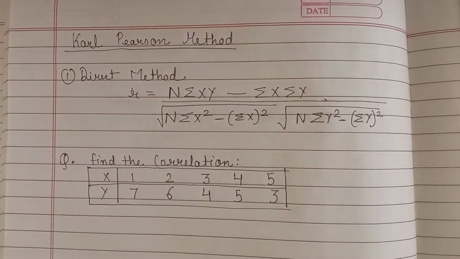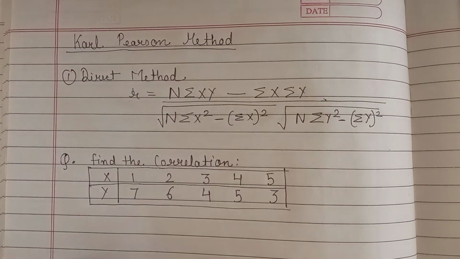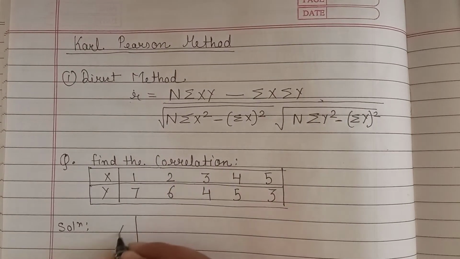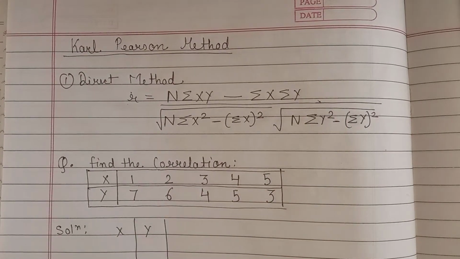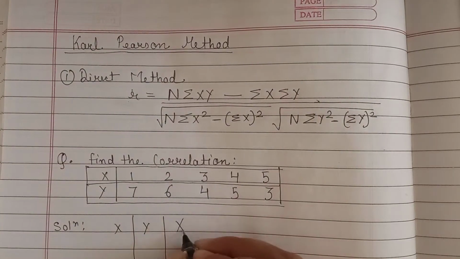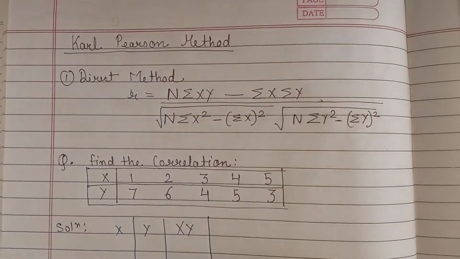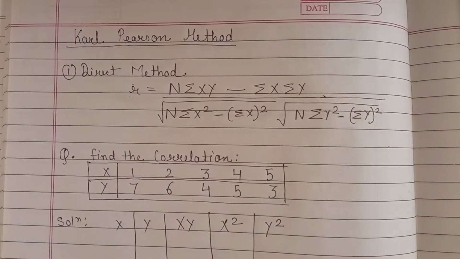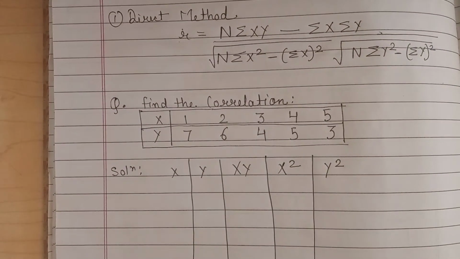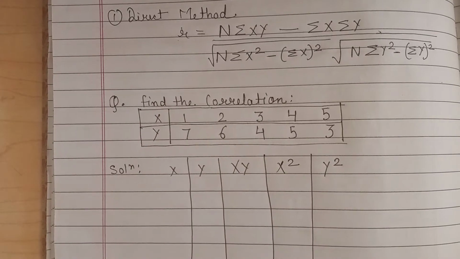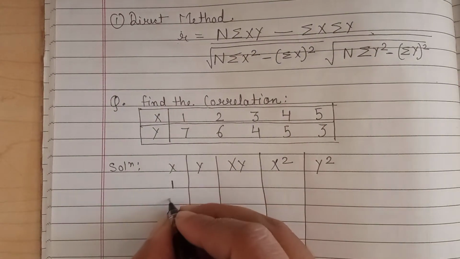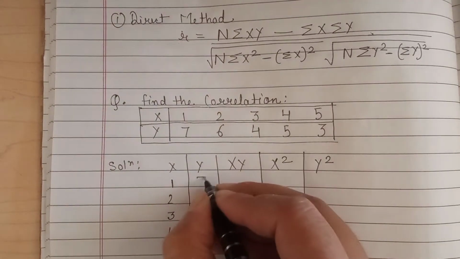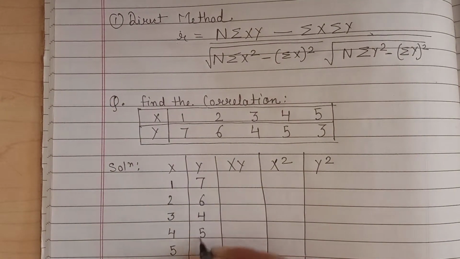So how will we find this? First we will make a solution. First we will make a table. Here we will write the value of x, here the value of y, then x into y, then x square and y square. Now we will find the values of this table. In place of x we will write 1 2 3 4 and 5. In place of y we will write 7 6 4 5 and 3.